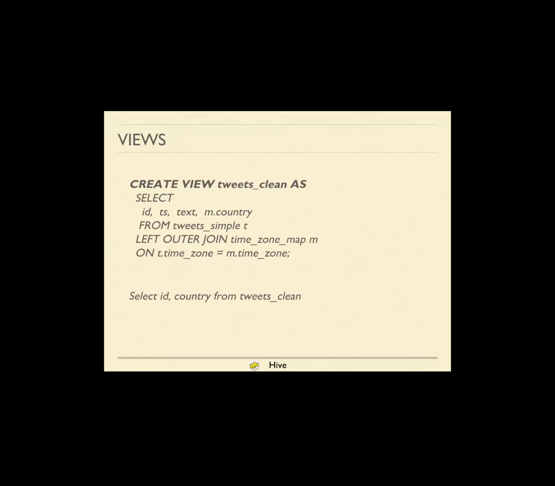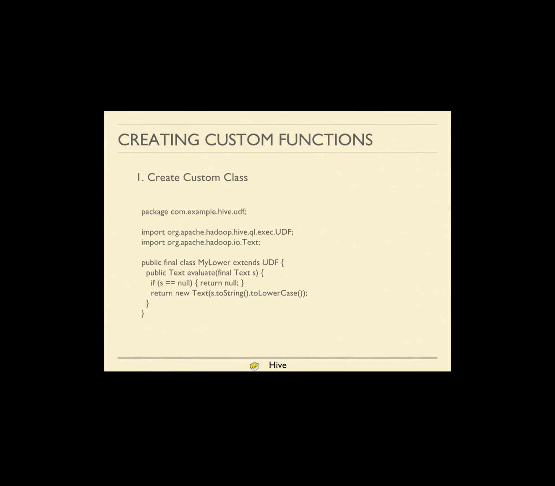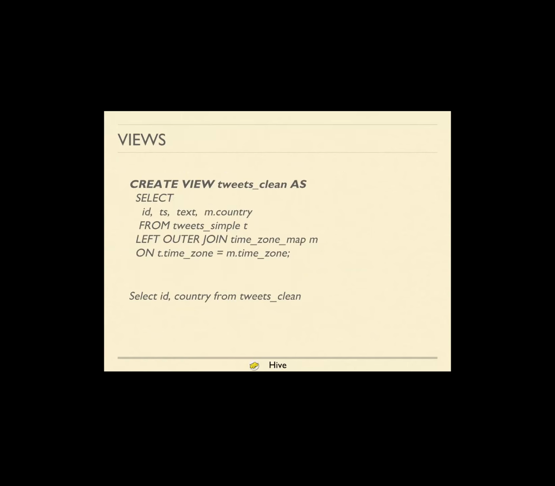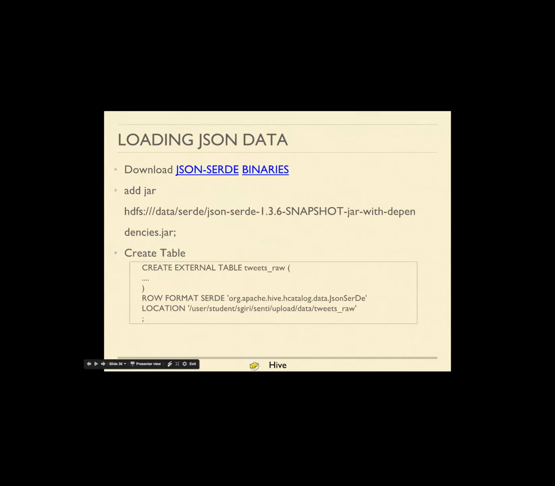All right. So we can create views. Let's say we are saying create view tweets_clean as this Hive query. So every time we execute select star from tweets_clean, we are going to execute this query internally. That's what our view is.